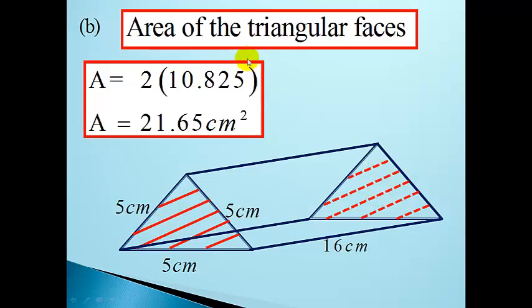So because when we calculated the area of the triangular section, we have 10.825. That means that if you want to find the area of the triangular faces, you multiply the area you had for one by 2, because you have 2 triangular faces as shown. So the area will be equal to 21.65 centimeters square.